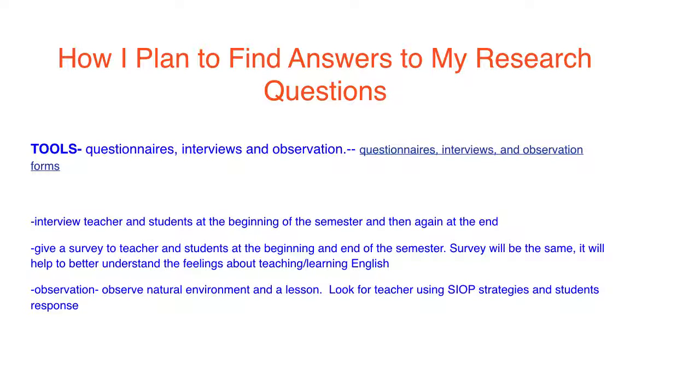I'm going to be looking for the teacher using SIOP strategies, the student's response, how they feel about the lesson, whether they're engaged, to get an understanding of how they are acquiring academic language.